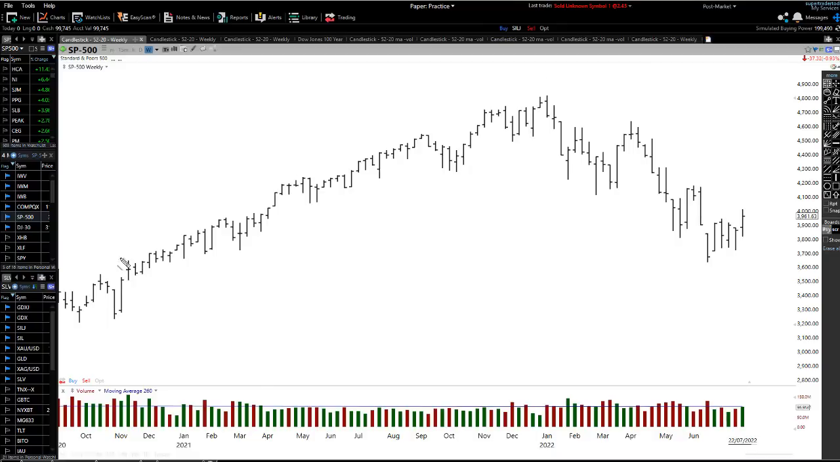Every time we got these pullbacks through here, or through there, a lot of people were thinking, oh, the top's in, as in the market's going to start to roll over. And as you can see, high, low, high, low, high, low. Then as you can see here, we had a little pullback and then a rip higher.